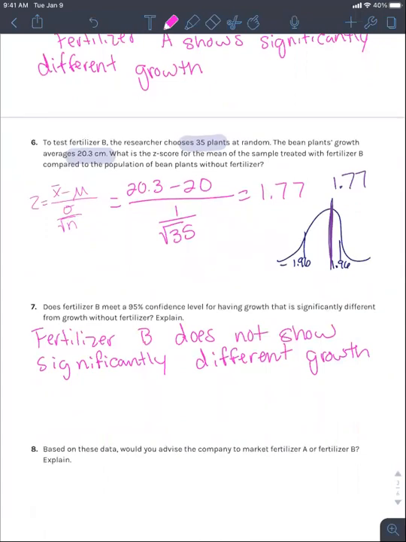I'm not going to answer part 8 with you because I feel like you could do it at this point. Part 8 is asking you which one would you recommend. So if you were the one in charge of buying the next fertilizer, would you buy fertilizer A or would you buy fertilizer B? Which one would you advise the company?